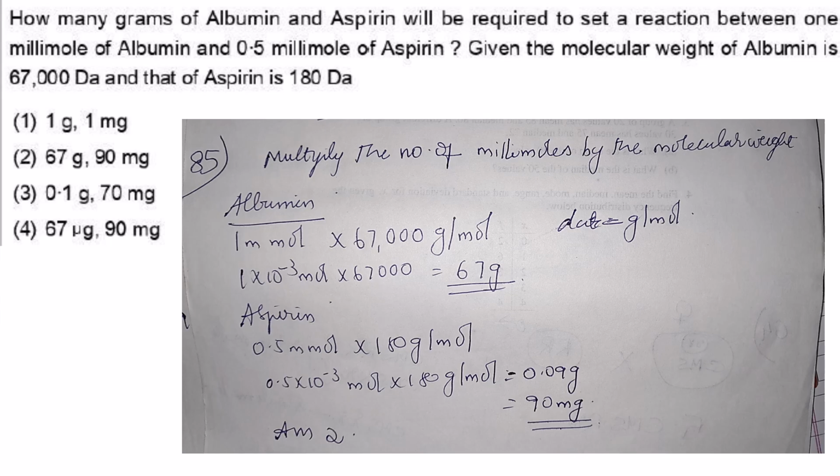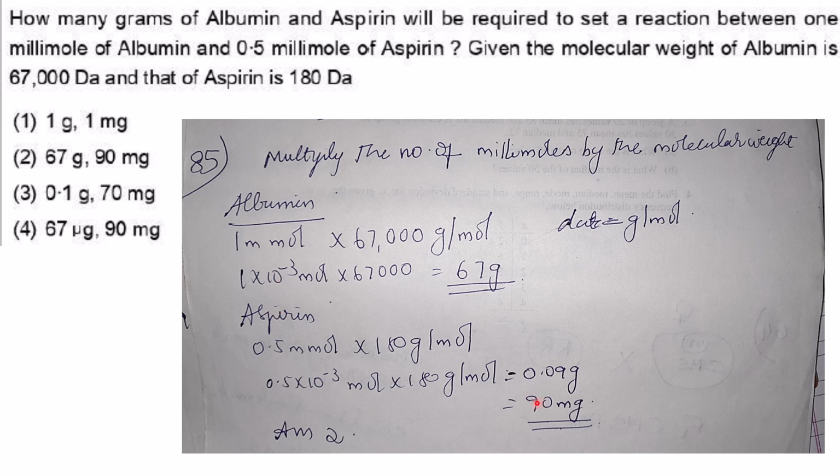Then next one. How many grams of albumin and aspirin will be required to set up a reaction between 1 millimole of albumin and 0.5 millimole of aspirin, given the molecular weight of albumin and aspirin in Dalton? So 1 Dalton is 1 gram per mole. Now multiply the number of millimoles by the molecular weight. So 1 millimole into 67,000 grams per mole. Convert this millimole to mole. So 1 into 10 raised to minus 3 mole into 67,000 will give you 67 grams for albumin.